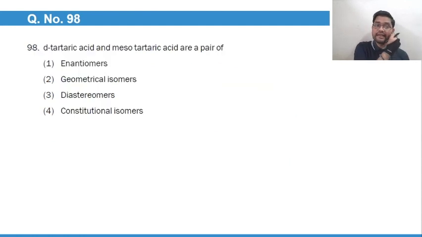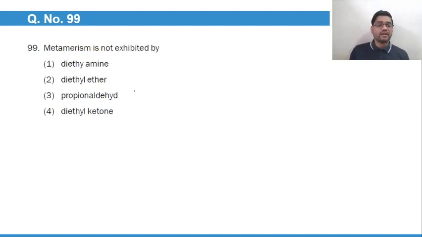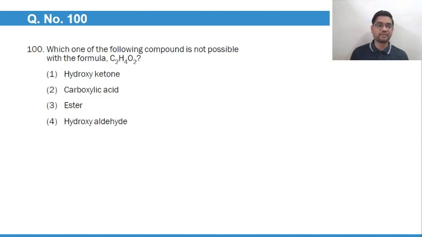98. D-tartaric acid and mesotartaric acid are diastereomers of each other. 99. Metamerism is not shown by the compound which does not have more than one functional group, that is a monofunctional group. Diethylamine, it can show. Diethyl ether, it can show. Propionaldehyde, it cannot show because it is an aldehyde, it has only single valency. So that will be the best answer.